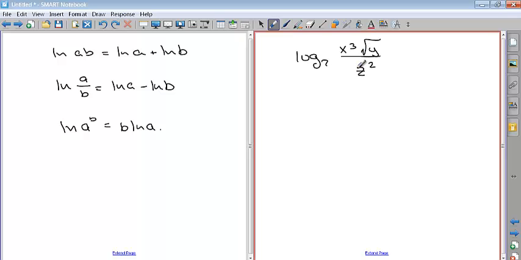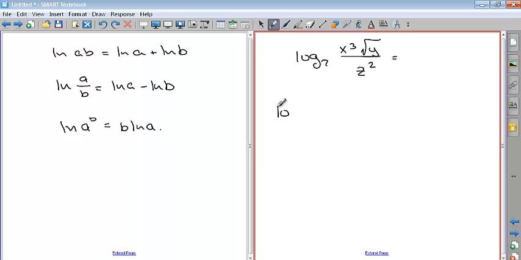So here I've got log base 7 of this product and quotient. So I would use both of these, actually use all of them. The first one you do is you always break them up into individual terms. So if you have a more complex fraction, the ones that are in the numerator you add together, and the one that's in the denominator you subtract.